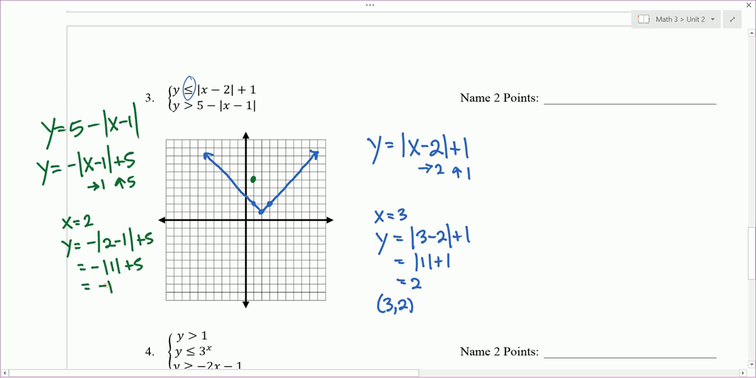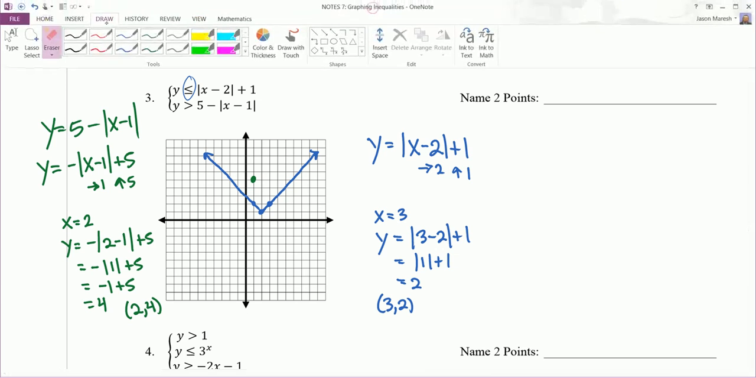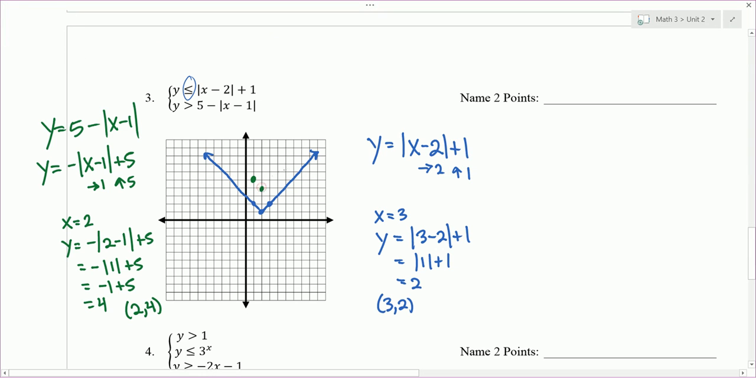And we end up with negative 1 plus 5, which is positive 4. So we plugged in a 2, got 4, 2, 4. It's right here. So this V is pointed down. And I forgot to ask that important question again. What is that important question before we start this graph? Should it be solid or dashed? And this one should be dashed because it doesn't have the equal sign. It's symmetric, so we got our left-hand side as well.